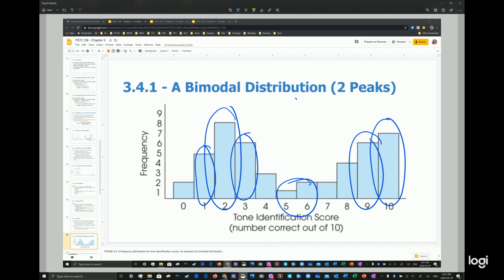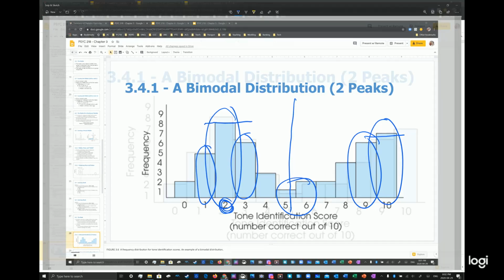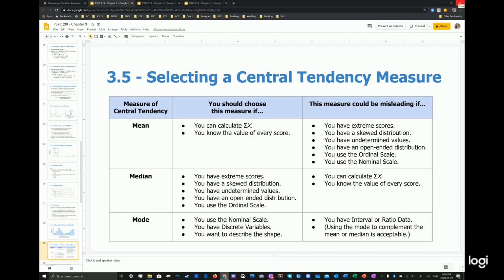So the mean would be somewhere between here, and the median would be somewhere in the middle. But the modes, there are two: 2 and 10. Now, technically, this has one mode, and this is the most common one right here. There are 8 2s and 7 10s. So the true mode here would be 2. But there are indeed 2 peaks, which you can see here in the picture for this distribution.